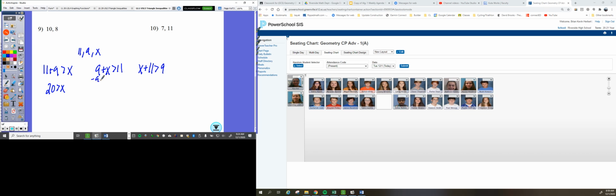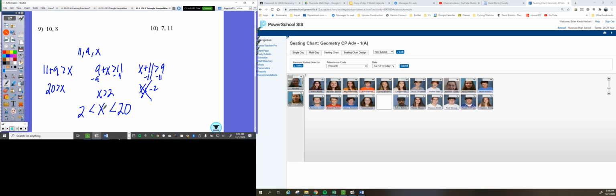If I subtract 9 from both sides, x is greater than 2. And if I subtract 11 from both sides, x is greater than negative 2. Well, that doesn't make sense because I can't have a side that's less than zero. Let's say negative 1. I can't have a negative side unless we're in quantum mechanics, so this one doesn't count. So then we're talking about all of the values of x that are greater than 2 and less than 20.